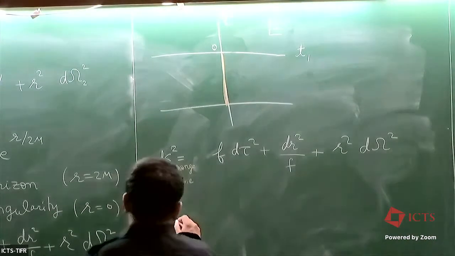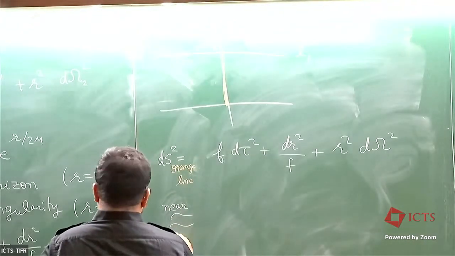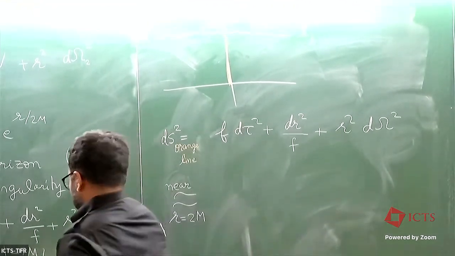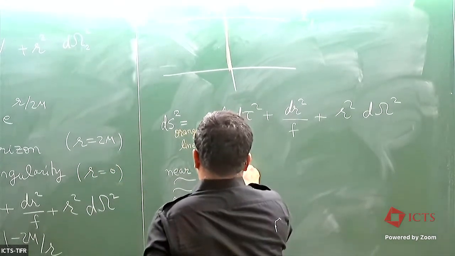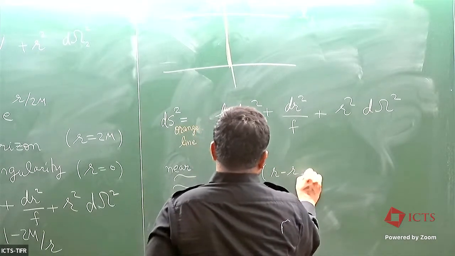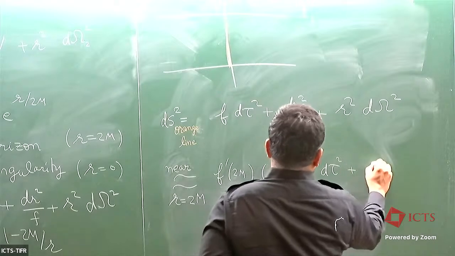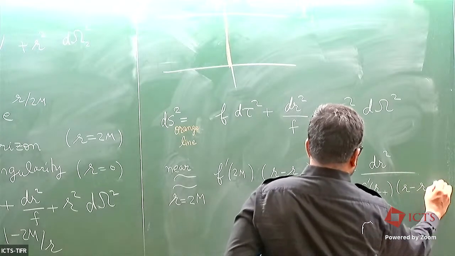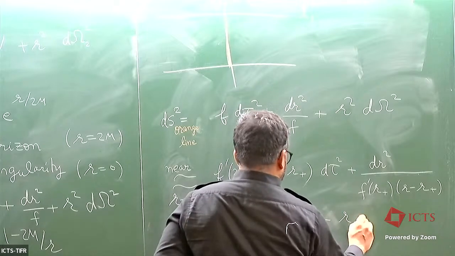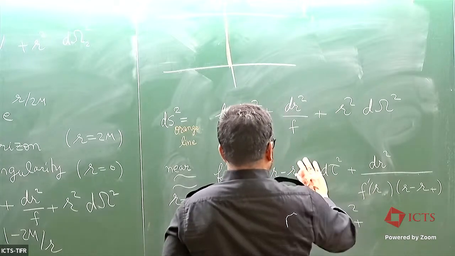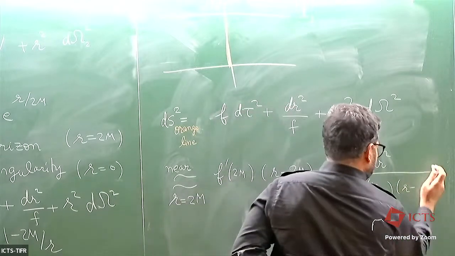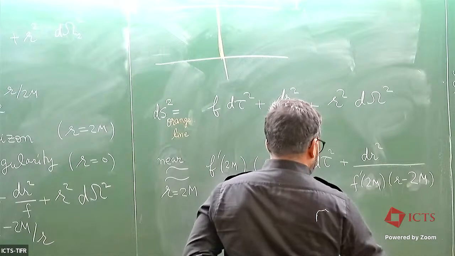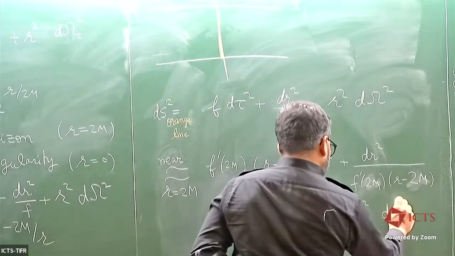Okay. So we go near r equals 2m. And the property that f has at r equals 2m is that it has a simple zero at r equals 2m. So we can write this as f prime of 2m times (r minus r plus) d tau squared plus dr squared over f prime of r plus (r minus r plus), sorry, you started using r plus, plus 2m squared d omega squared.